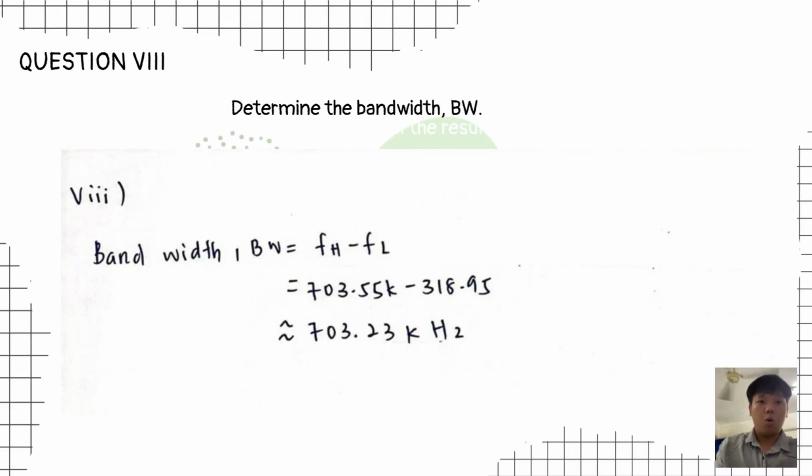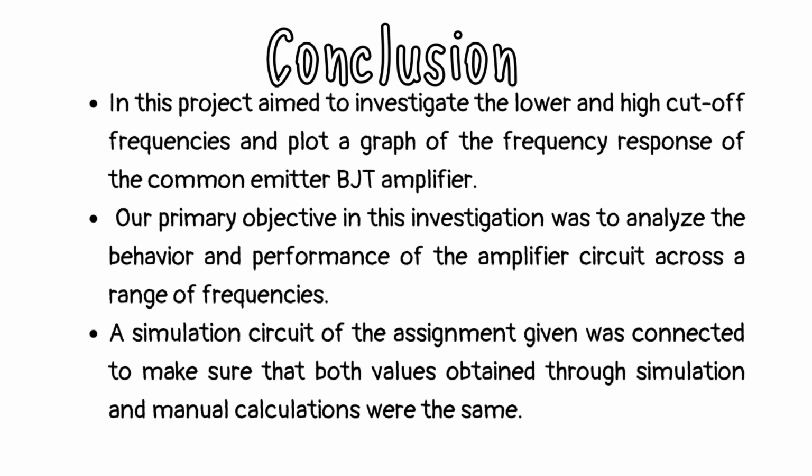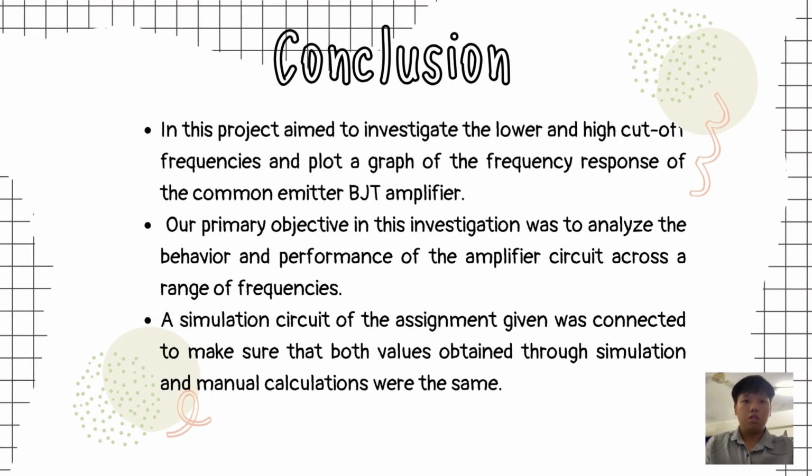For question 8, we are asked to determine the bandwidth. The formula of bandwidth is equal to the high frequency minus the low frequency. So 703.55 kilohertz minus 318.95 hertz is approximately 703.23 kilohertz.